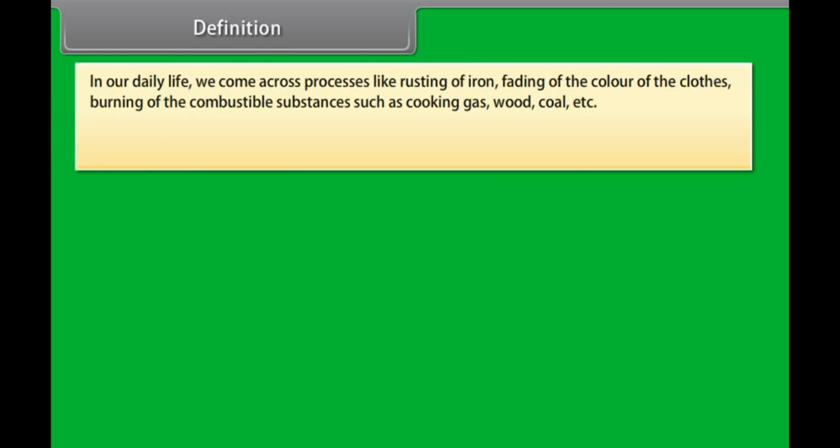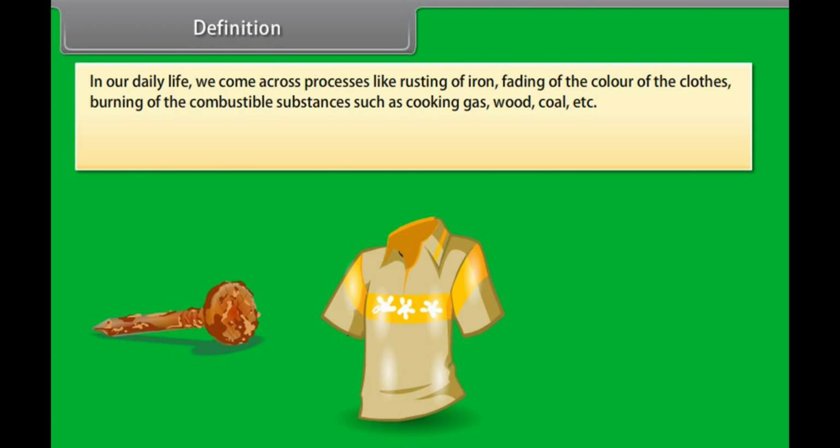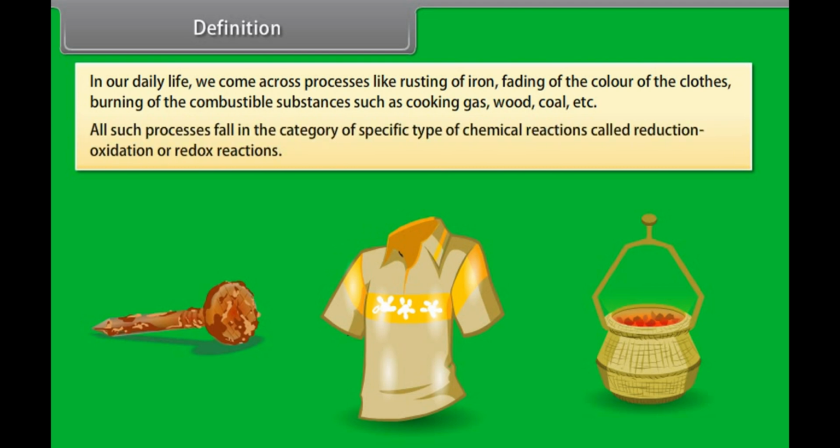Definition. In our daily life, we come across processes like rusting of iron, fading of the color of the clothes, burning of combustible substances such as cooking gas, wood, coal, etc. All such processes fall in the category of a specific type of chemical reactions called reduction oxidation or redox reactions. Classical idea of redox reactions.